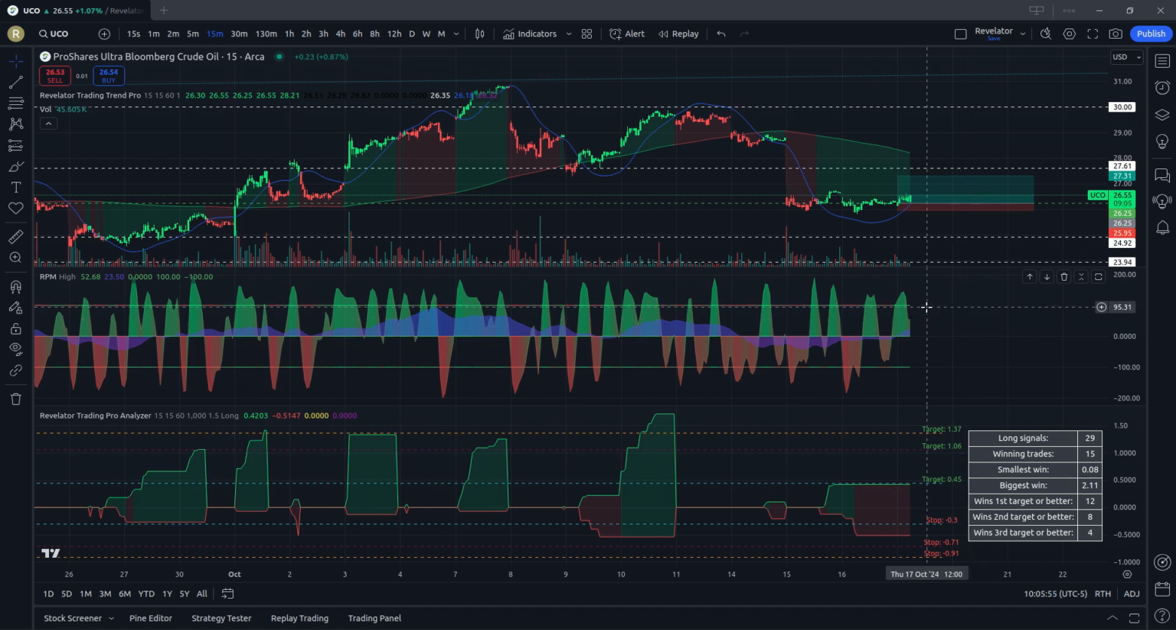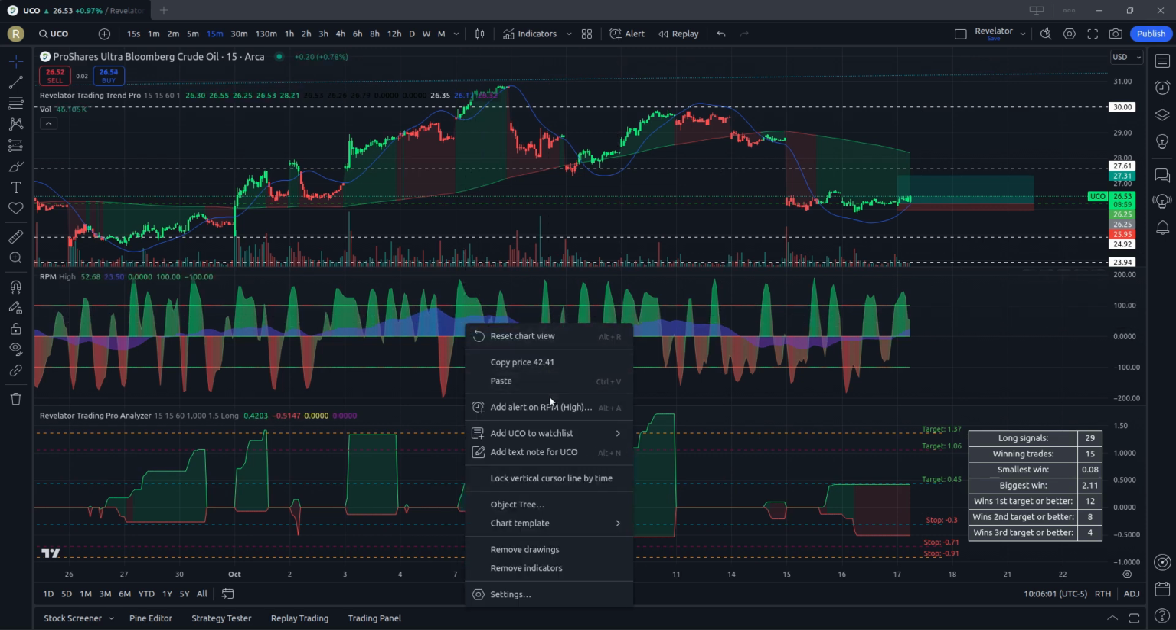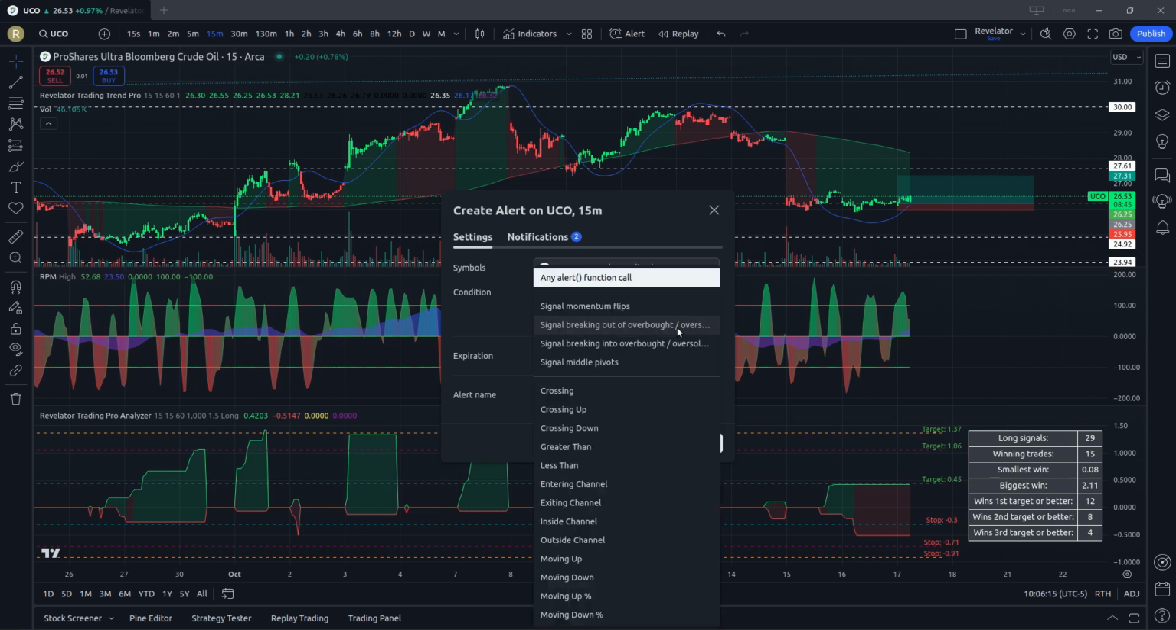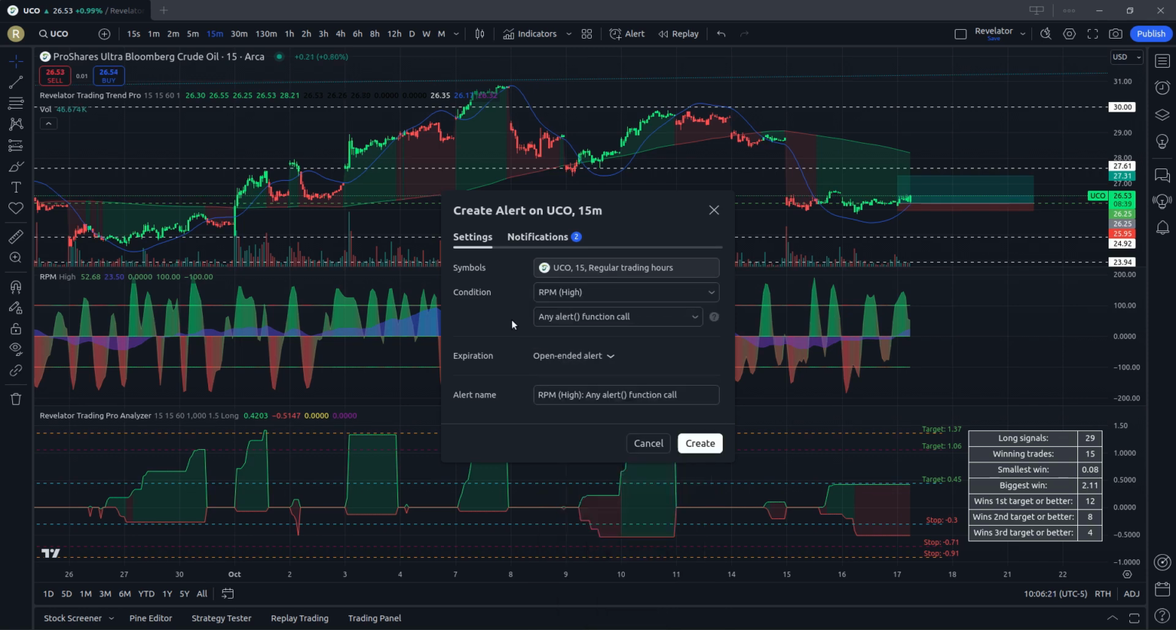I guess before I go, let me talk about one last thing that Pro Momentum does. You can actually set alerts. So you right-click on one of the waves, hit Add Alert on RPM. By default, you can signal every function call. And what this allows you to do is use only one of your TradingView alerts, and it will alert you of basically any of these different conditions. And we'll go deeper into these conditions in a more deep dive strategy video.